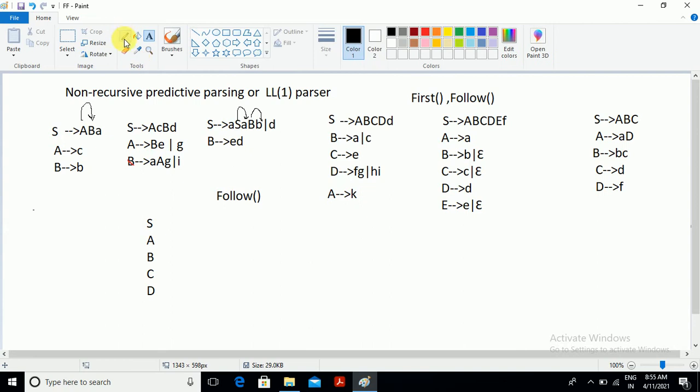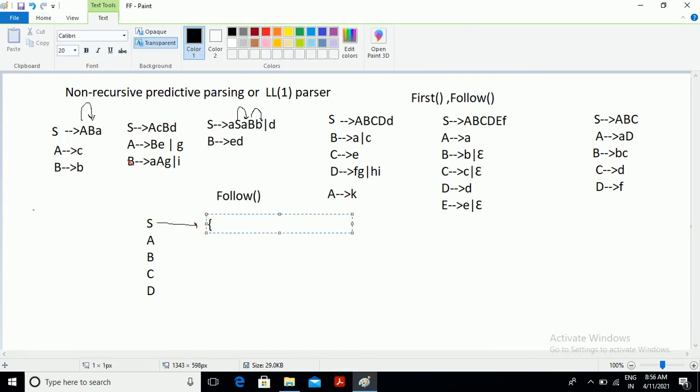Initially let us go to S. We already know that by default every start symbol will be followed by one terminal. What is the terminal? The terminal is dollar. So one follow has been completed. Then we need to find out the next one also. To find the next one, we need to verify where S appears in other productions. Is there any S in other productions?